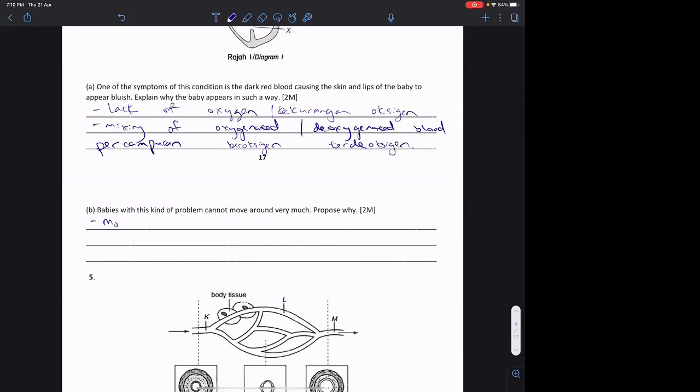Okay, because moving requires more oxygen. Okay, memerlukan lebih banyak oxygen. All right, so when you move, your muscles will move, you need more oxygen. So the baby has not enough oxygen due to the mixing of blood. Actually, these 2 points, you can write it here. So it's kind of a repetitive question because you can also say lack of oxygen and the mixing of blood. You can write the same thing here, basically. So the same point.